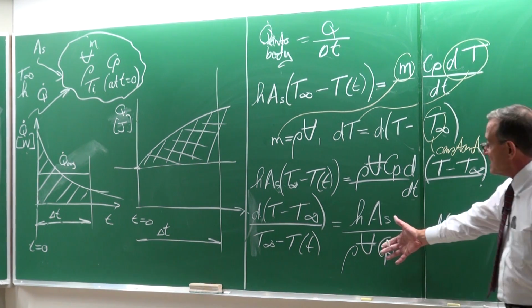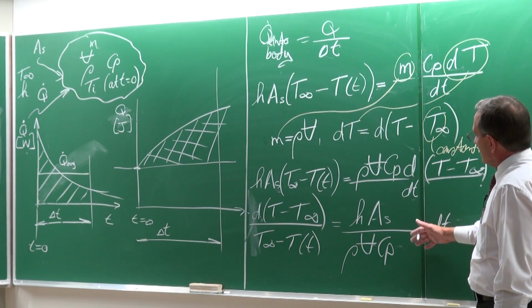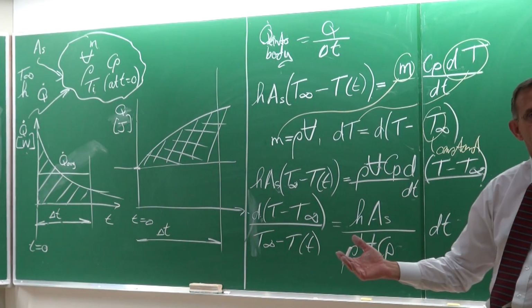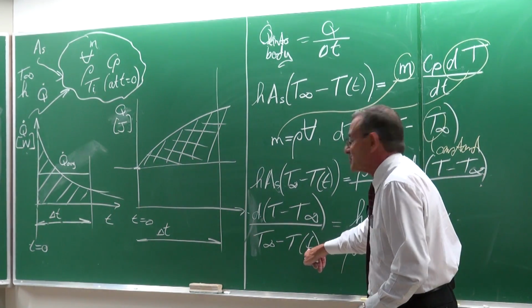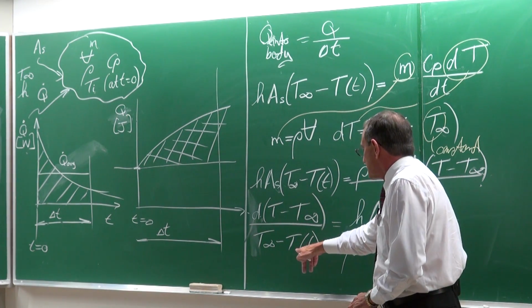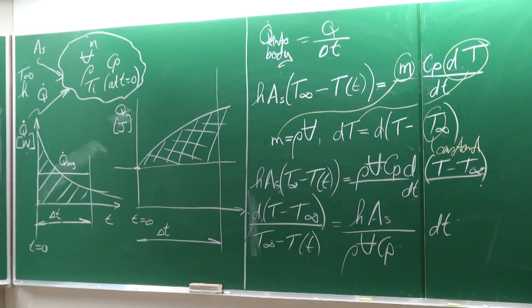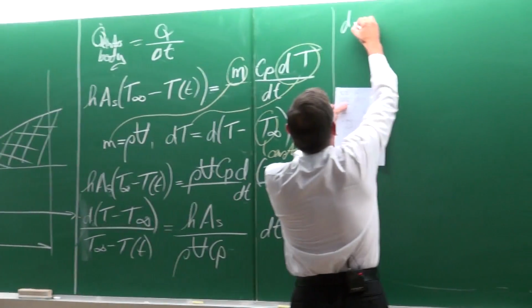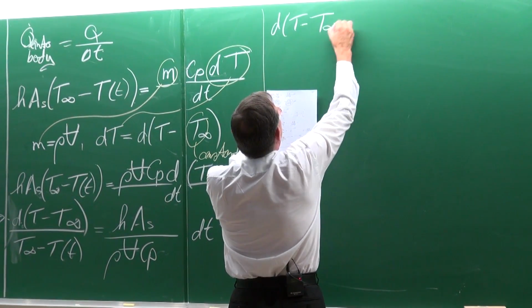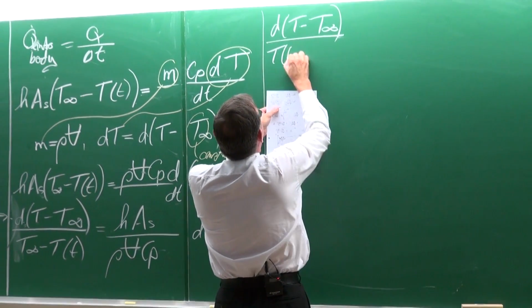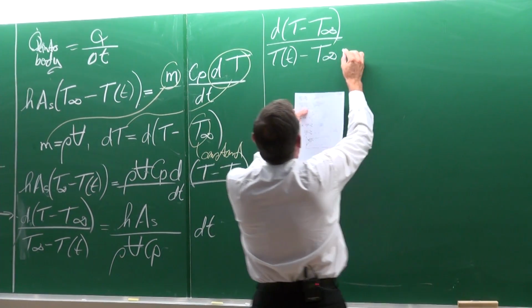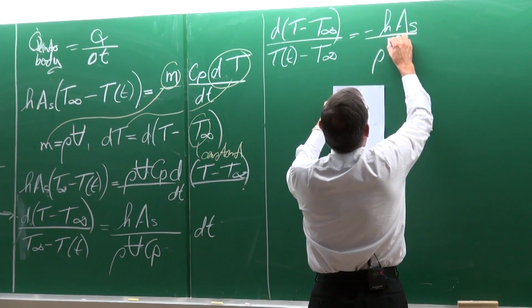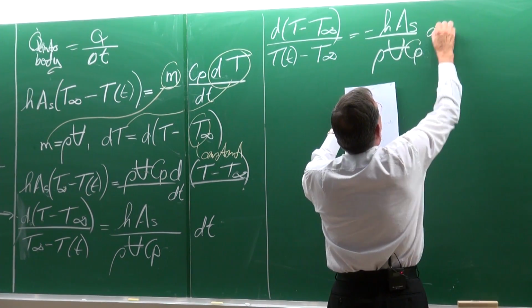I've specifically put in this step because in the textbook there's a minus sign and students can never figure out where this minus sign comes from. But it's very easy. It is just in terms of this temperature. If we write this as T minus T infinite, we have to put in the minus sign. And that is what we're going to do now. So we can write this equation as d(T minus T infinite) divided by the temperature as function of time minus T infinite is equal to minus h, the surface area divided by rho, the volume, Cp multiplied by dt.